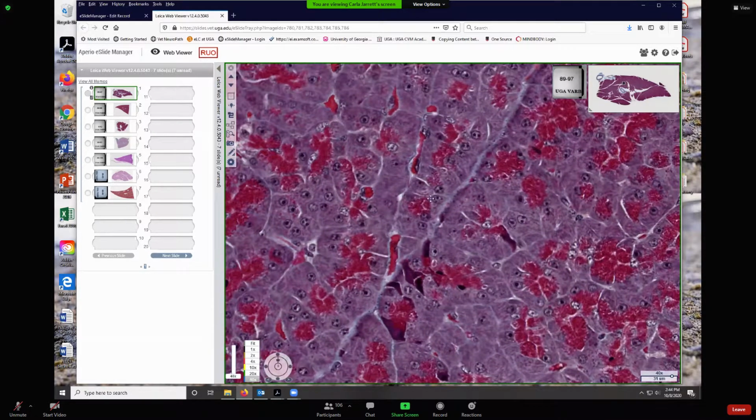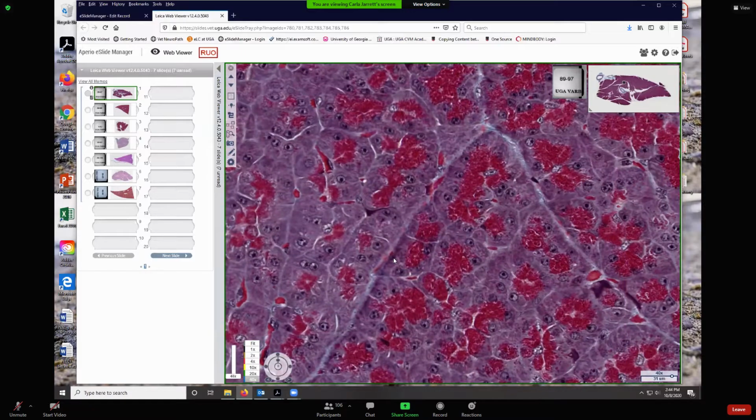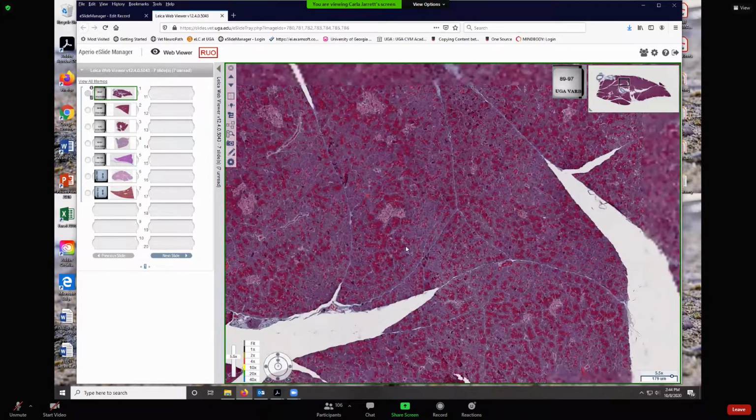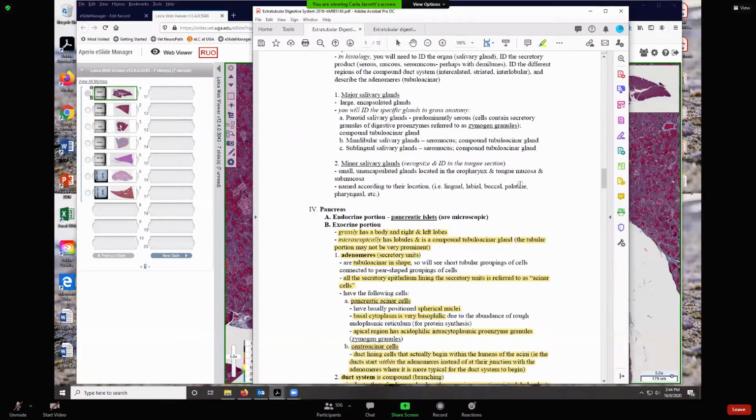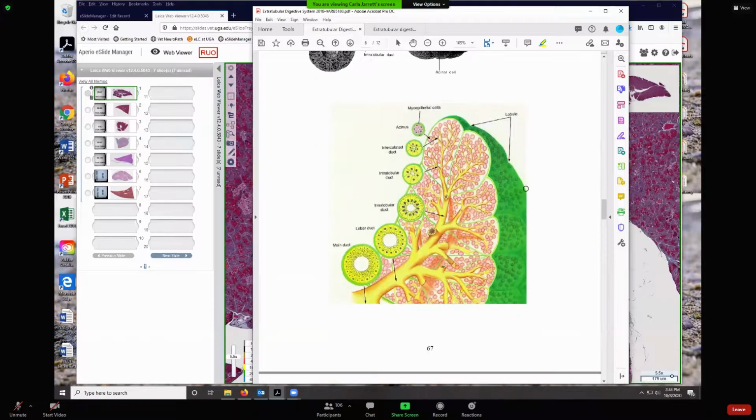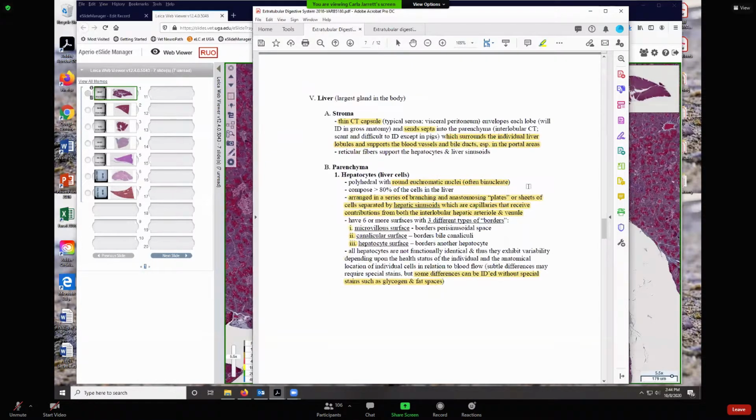Okay, so take a deep breath. We've made it through salivary glands and the pancreas. We've got the liver and gallbladder left. So we're going to need to shift gears a little bit. We need to think a little differently, okay? And I'm going to jump around on slides a lot because each liver slide has something to offer that the other doesn't, okay?